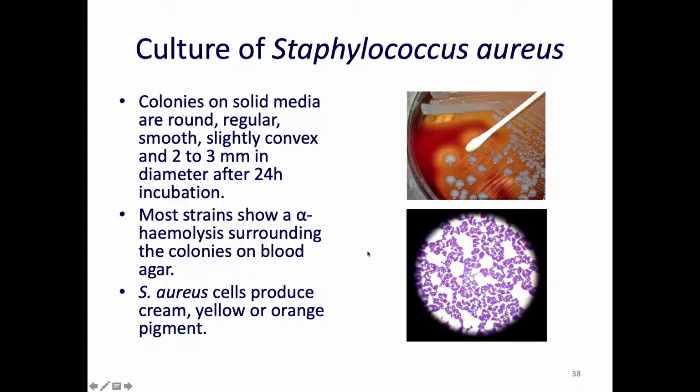Most strains show alpha hemolysis, which is partial hemolysis surrounding the colonies on the blood agar, and Staphylococcus aureus can produce cream, yellow or orange pigment. Here we don't see this pigment, but the name aureus, which means golden, comes exactly from the ability of Staphylococcus to form the pigment of yellow-orange color.